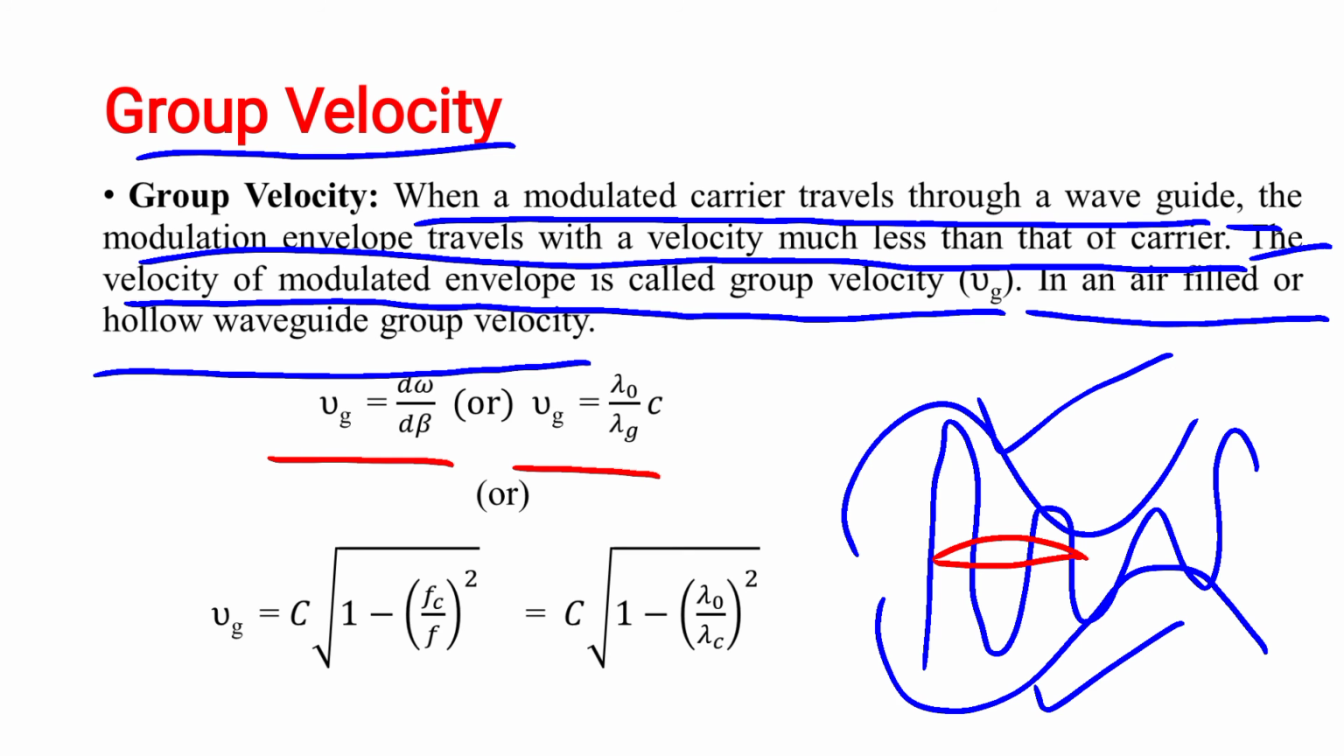These are the three parameters of the waveguide: guided wavelength, phase velocity and group velocity. I hope you understood this topic.